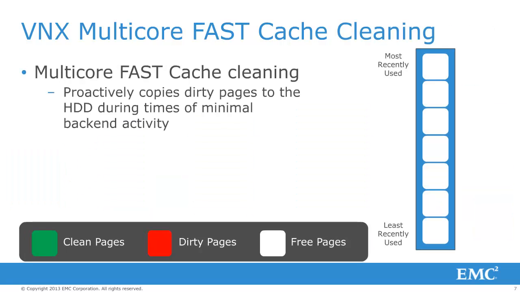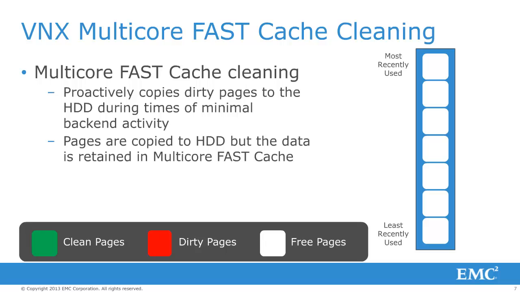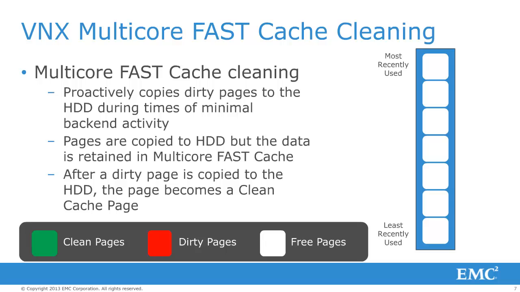Multicore Fast Cache also contains a cleaning operation which copies dirty pages to the back-end hard drives during minimal back-end activity. When the pages are copied to the hard drives, the data is retained in Multicore Fast Cache to allow for rehits. When the copy is complete, the page becomes a clean cache page. This also means that the Fast Cache dirty pages statistic only represents the percentage of Multicore Fast Cache that is currently dirty, not how full Multicore Fast Cache is.